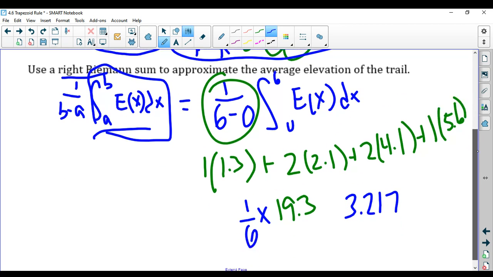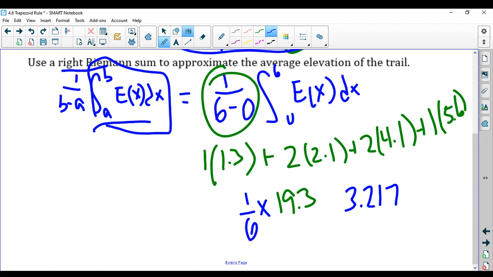So I'm going to use my units. This is thousands of feet, so I'm going to say 3,217 feet is the average elevation of the trail. So we'll do one more example, and then you can practice.